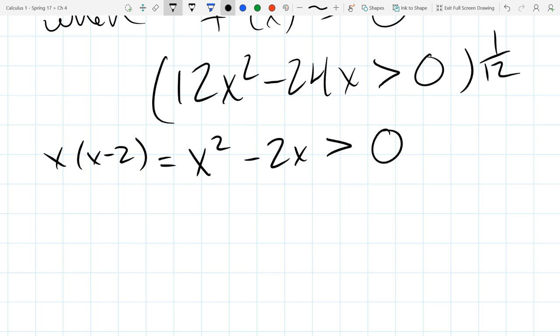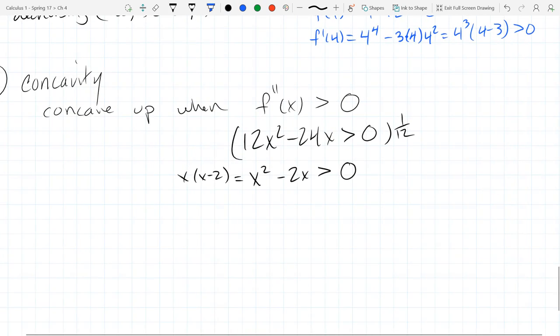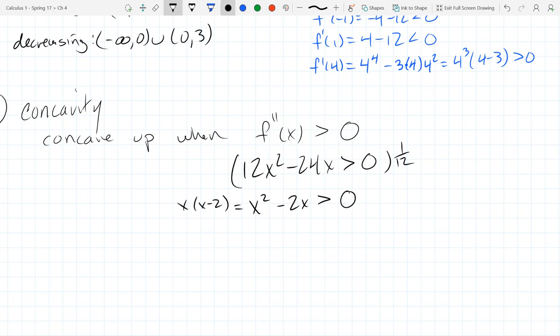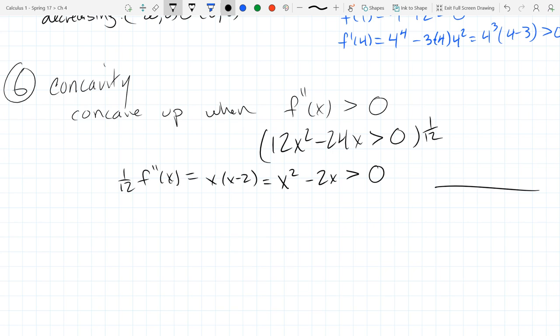Remembering, factoring is not the same as multiplying both sides. I did not mess around on the right side at all. I just changed the form on the left. So let's give this function a name. Oh, we have a name for it. Well, technically it's 1/12 f double prime. So I can graph this pretty easily. X-intercepts are 0 and 2. That's why I factored it. We got 0. We have 2.